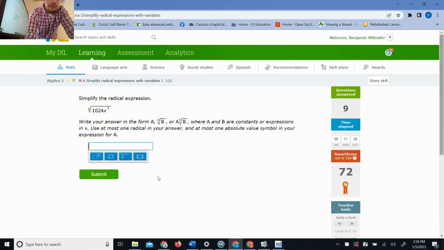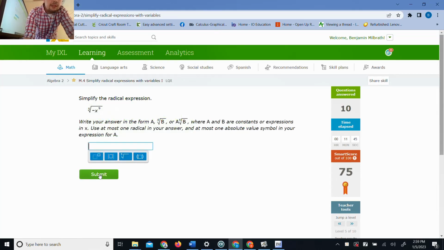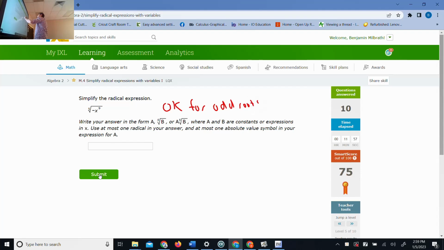Fantastic, Milbrath. Fifth root of 1,024 x to the fifth. That's easy. That is obviously 4x. I swear 4 times 4 times 4 times 4 times 4 is 1,024. Obviously. It is an odd root. Bars don't matter. Excellent. The fifth root of negative x to the 9th. And remember, it's okay for odd roots to be negative.